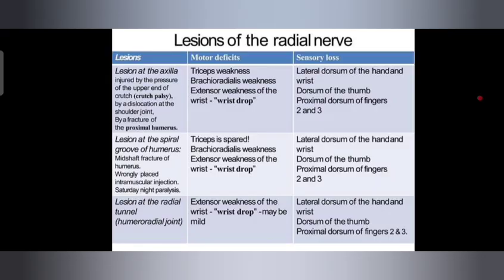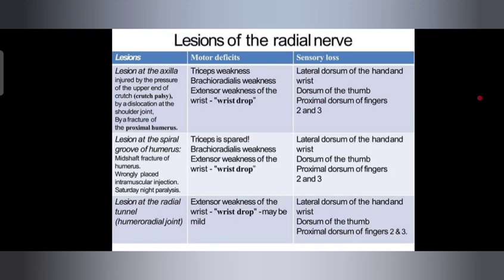Next are the lesions of the radial nerve. At the level of the axilla, the motor deficit will be triceps weakness and wrist drop. Sensory loss will be at the dorsum of the thumb, the lateral dorsum of the hand and the proximal dorsum of the 2nd and 3rd fingers.